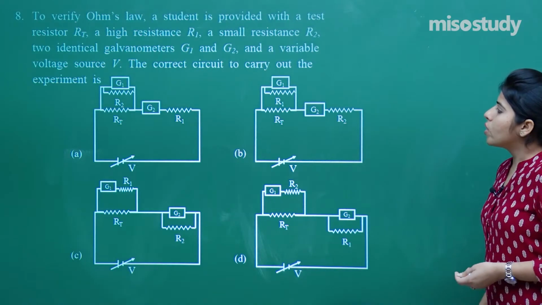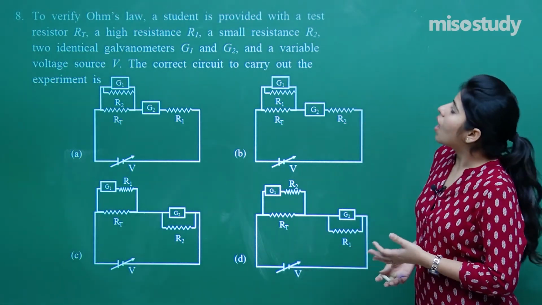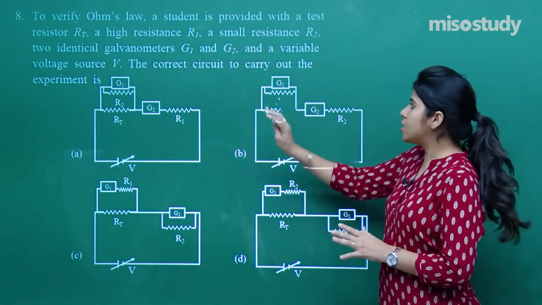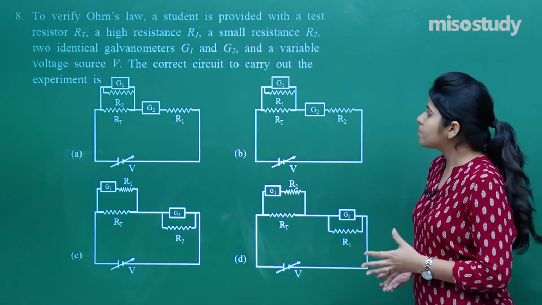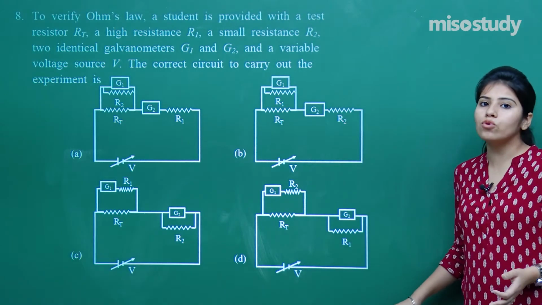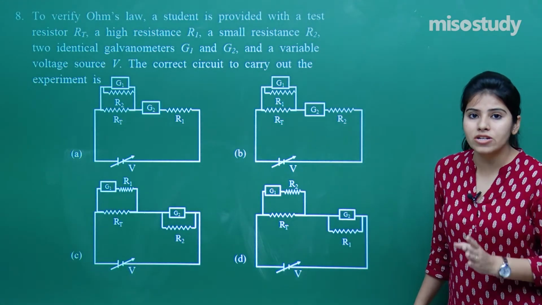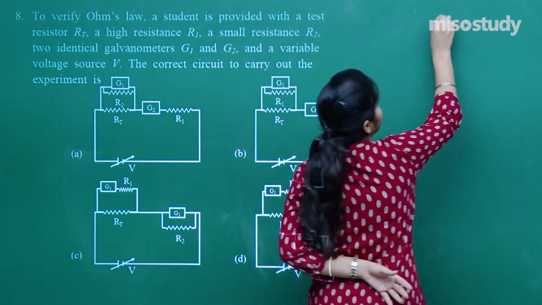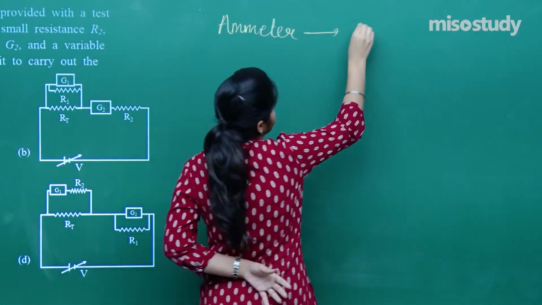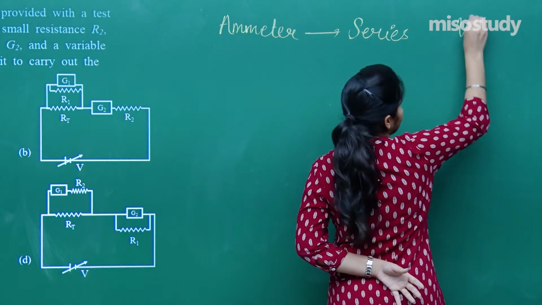Okay, so in this question, to verify Ohm's law, a student is provided with a test resistor RT, a high resistance R1, a small resistance R2, two identical galvanometers G1 and G2, and a variable voltage source. So the correct circuit to carry out the experiment is what? Now this is a theoretical question. You have to understand whatever I have taught you in the theory. In the part where we discussed the galvanometer, the ammeter, the voltmeter, I should tell you that an ammeter is a device which is always connected in series, right? And a voltmeter is a device which is always connected in parallel.